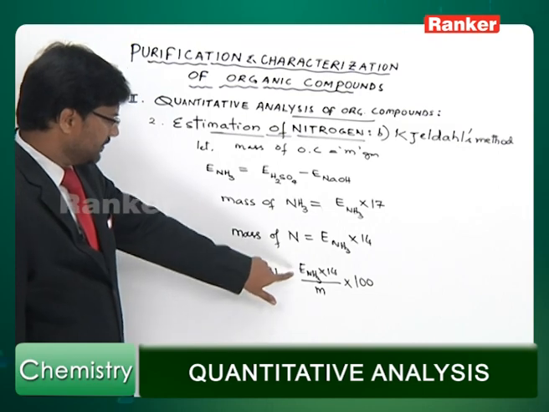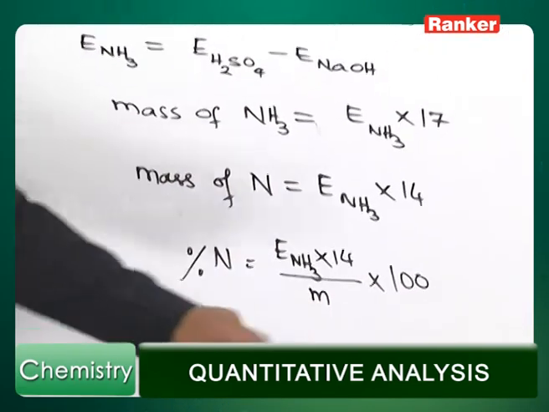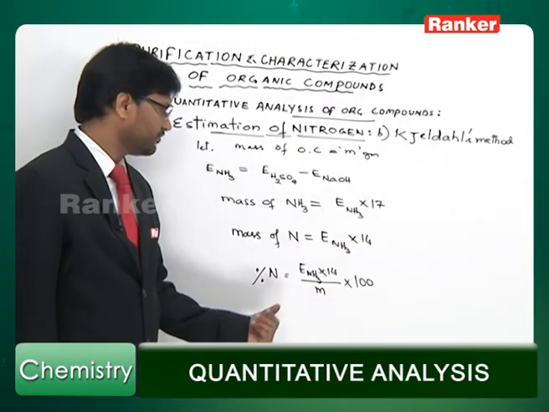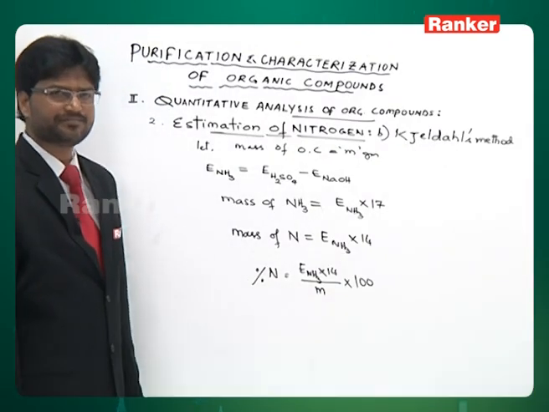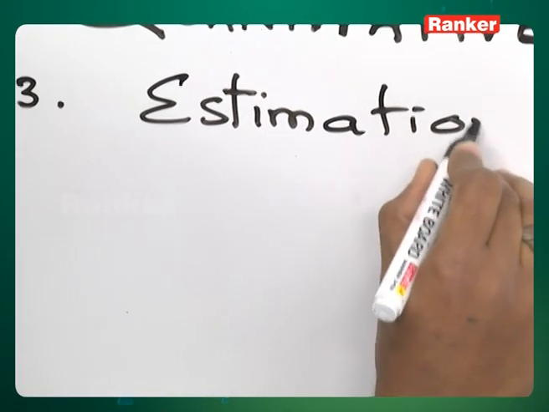Now from the mass of nitrogen and the mass of organic compound, it is possible to find out percentage of nitrogen using this type of formula. Number 3 in the list is estimation of halogen.